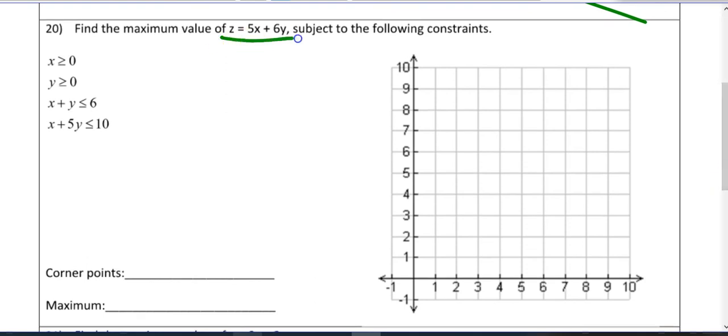All right, objective function. These two, this is quadrant 1, which we have. X plus Y equals 6. Cover-up method gives us 6 and 6. Change colors. Cover up the Y. X is 10. Cover up the X. Y is 2.